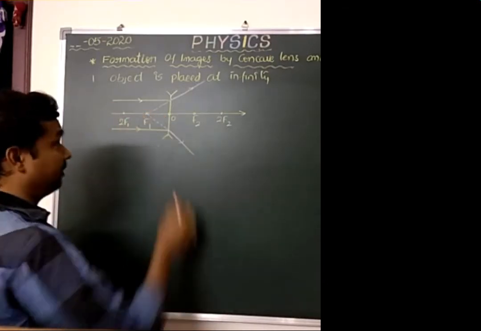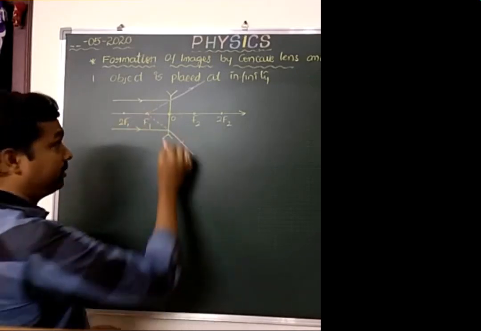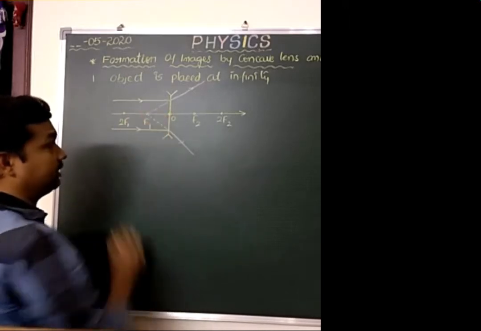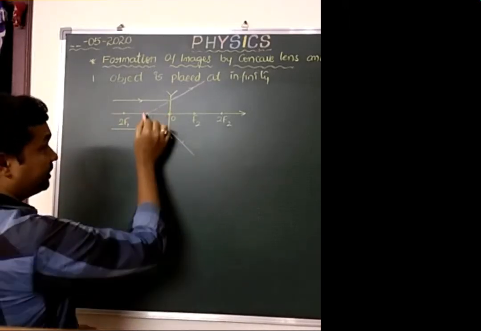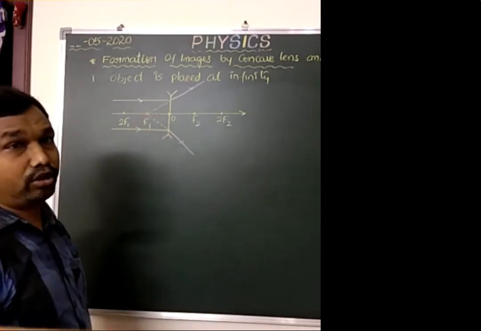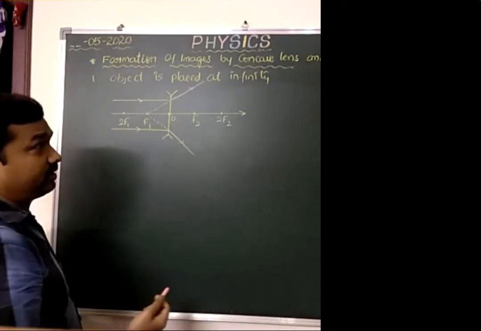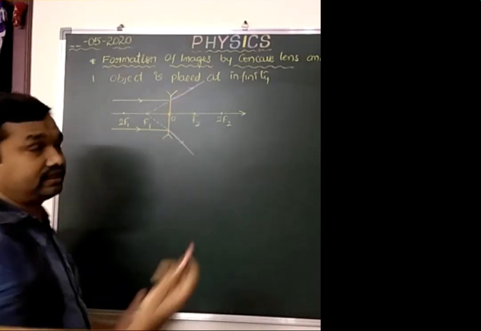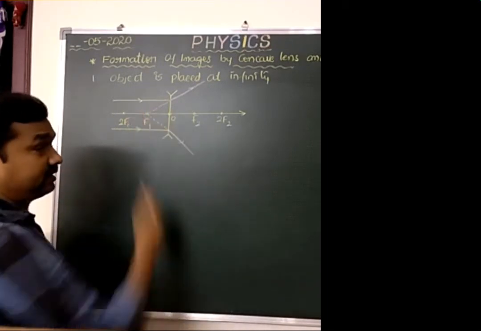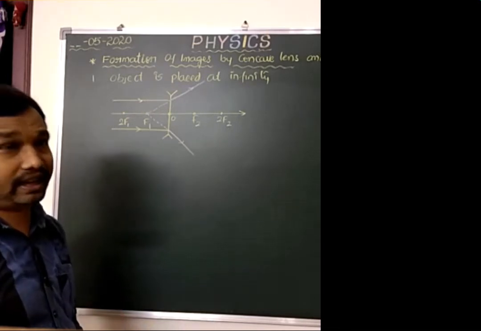And where is the object? Object is at infinity. Where is the image formed? Where they are coming from, that point we are calling as image position. And what is the size of this? Size of this is very small, nothing but point size. And what is the nature? These two light rays never intersect directly, so the image is formed inside the lens. So we are calling it a virtual image. Virtual image is always an erect image.